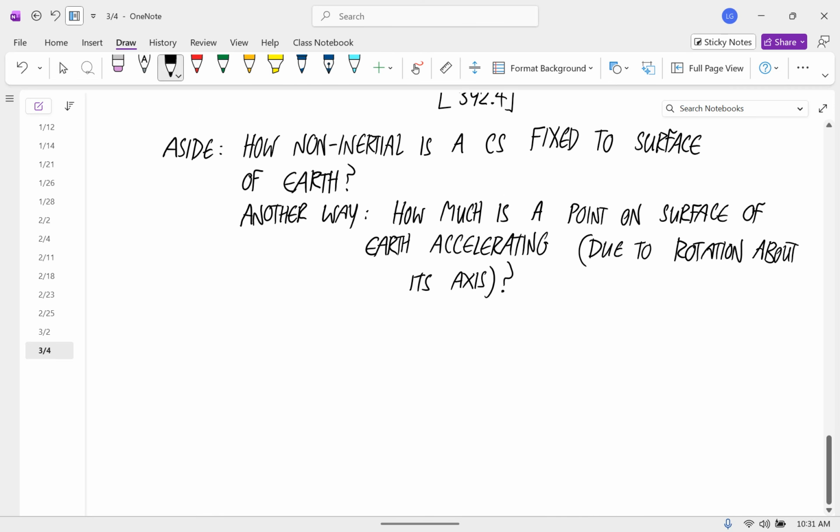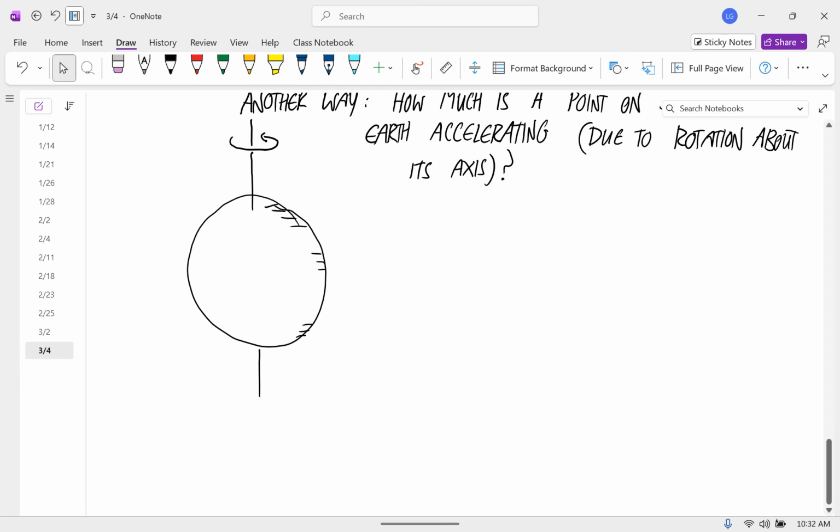Okay, so let's think about it. So we have a sphere. This is the Earth. And it's rotating about a single axis. So I guess if up is north, it's rotating around the axis in this direction. I think that's what you need for the sun to rise in the east.